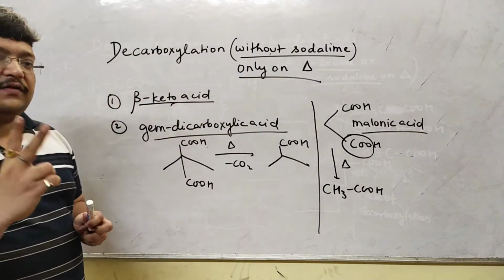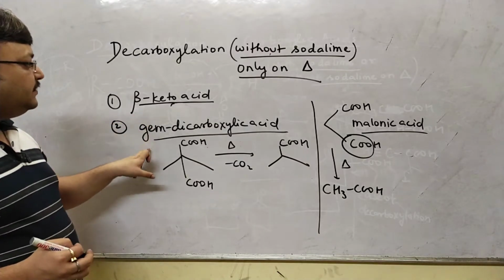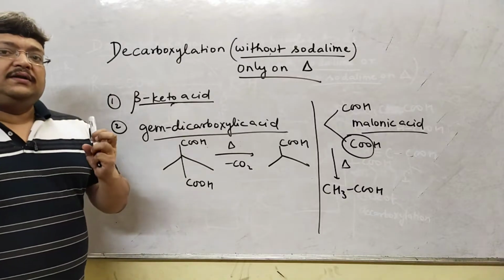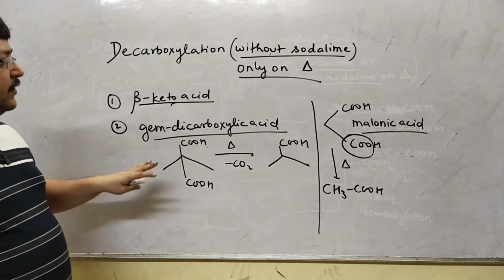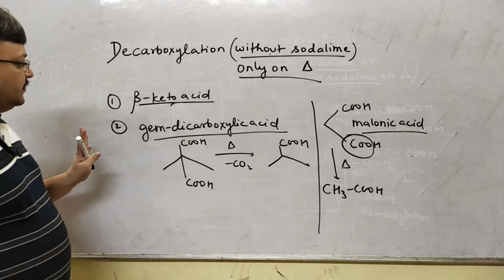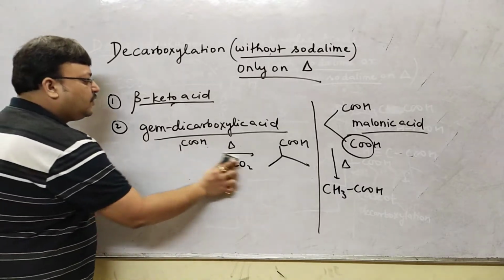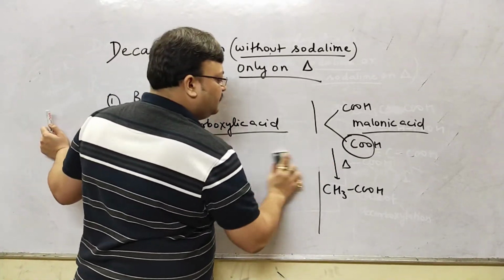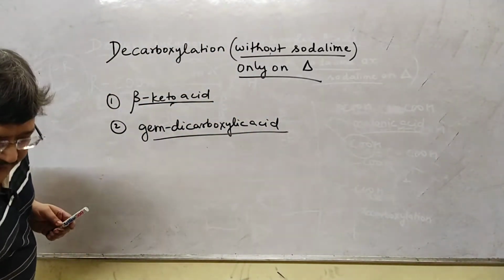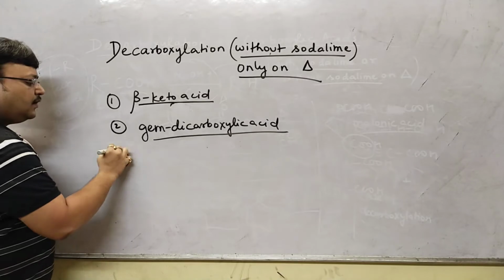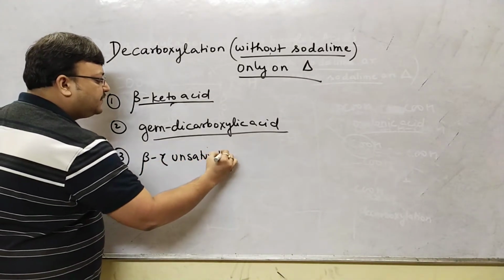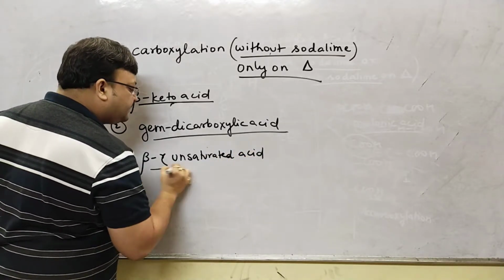So you will want to remember these two compounds, beta keto acid and gem dicarboxylic acid. Once you have copied this, we will talk about the third molecule of this kind, which will not need soda lime mixture. It's happening only on heating. That compound happens to be a beta gamma unsaturated acid.